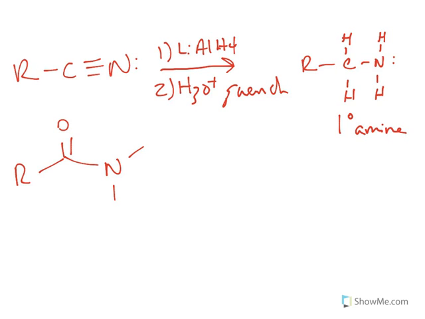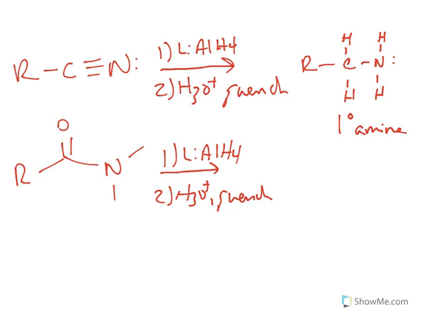And we can reduce an amide as well. And what's cool about reducing amides is they can be primary, secondary, or tertiary depending on what the nature of these two groups are here. So if they're hydrogen, then you have a primary amine. If one of them is alkyl, then you have a secondary. And if both of them are alkyl, you have a tertiary.